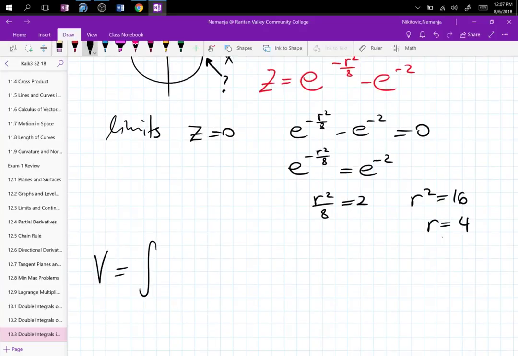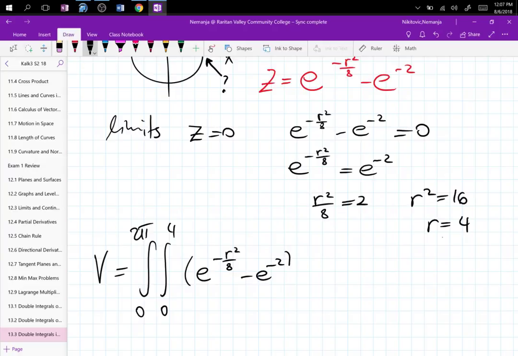Volume is equal to 0 to 2 pi. I want the entire circle. I just calculated 0 to 4 on limits for r. I have the equation e to the negative r squared over 8 minus e to the negative 2, r dr d theta. We are all set up. All we need to do is to compute it.